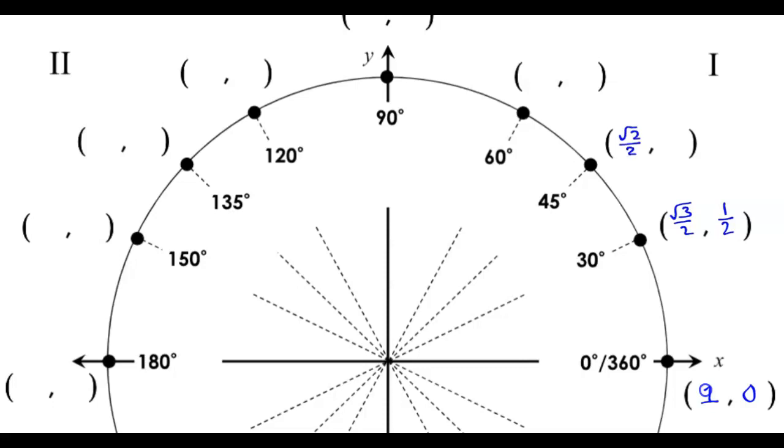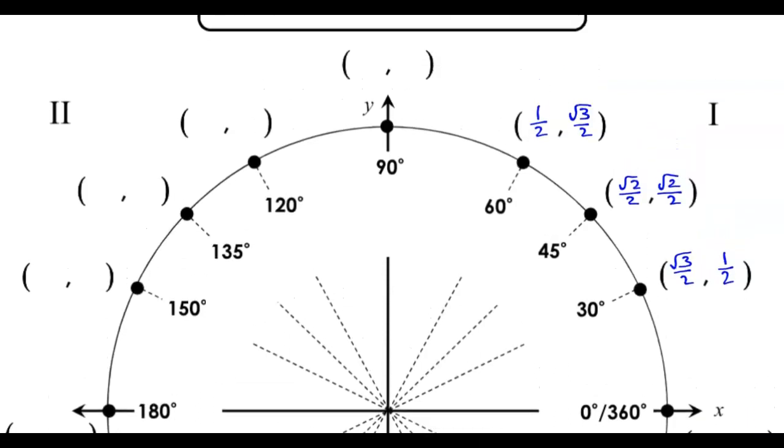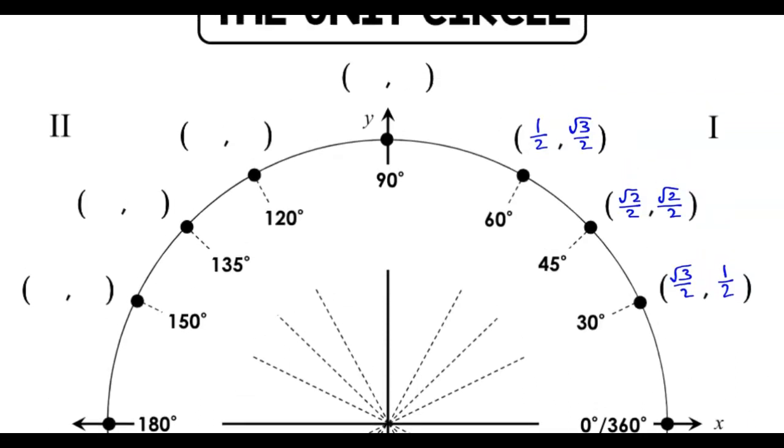45 degrees is square root of 2 over 2 and square root of 2 over 2. The 60-degree angle would create an x coordinate of 1/2 and a y coordinate of the square root of 3 over 2. And then towards the top here, 90 degrees, that's (0, 1).